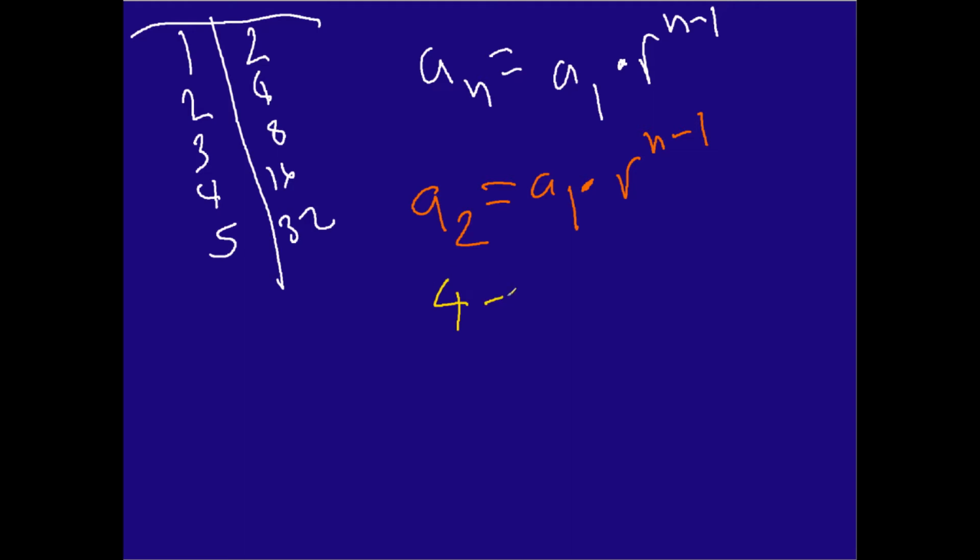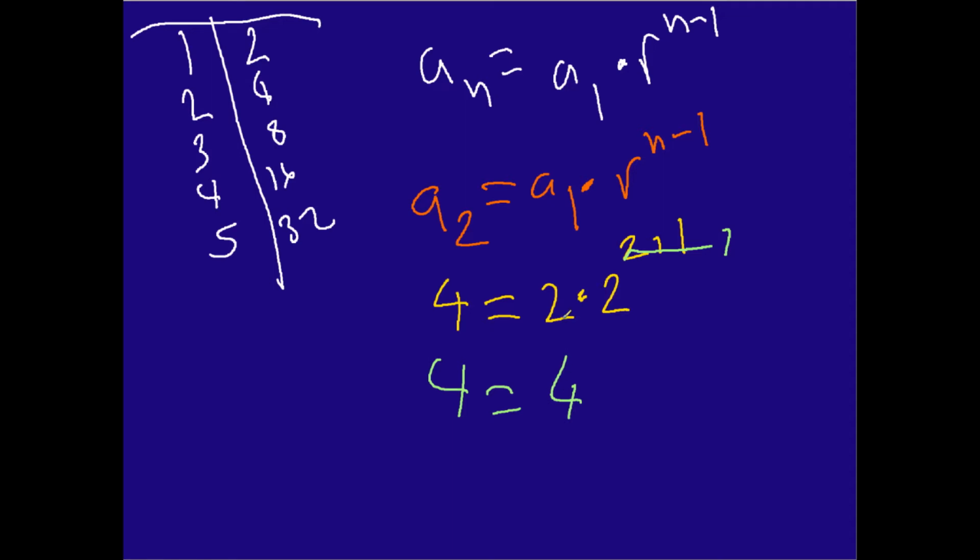So that's going to be 4. A sub 1 is 2. We know that our r is 2, and so then we're going to raise it to the 2 minus 1 power, like so. And so this should be very clear. 2 to the minus 1, that's just going to be the same as 1, and so 2 to the first power is 2. And so you can clearly get 4 equals 4. That's how you're able to find any term that you want.